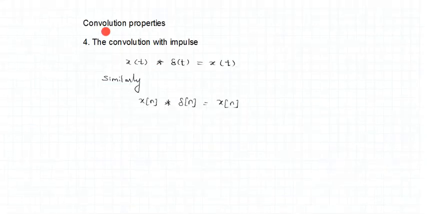Moving to the last property, convolution with impulse. If you are convolving x(t) with an impulse, the result is x(t). This is the meaning of convolution with impulse. So if your system is an impulse and you are convolving it with x(t), the result is x(t), right? There is no change in the input. The input appears as output if you convolve it with unit impulse. The same thing applies for a DT system also.